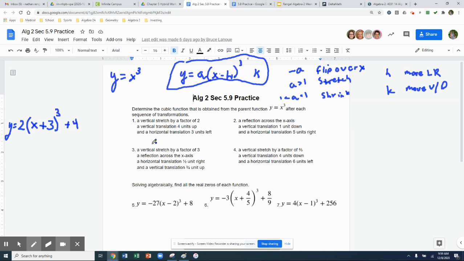So you're going to notice that this is going to be exactly the same as when we did quadratics. The only difference is you have an x cubed instead of an x squared. So it's going to be all very similar to that. Next, we'll do number 2.